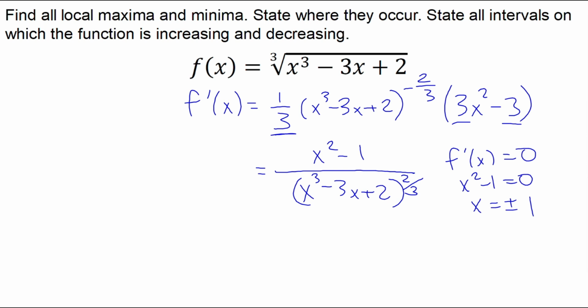But then we also need to see when it's undefined. It'll be undefined if the denominator is equal to 0, right? Because we can square anything and cube root anything. So it's never going to be undefined for like a radical or something, but we know that it could equal 0. So we have to check, when does x cubed minus 3x plus 2 equals 0?